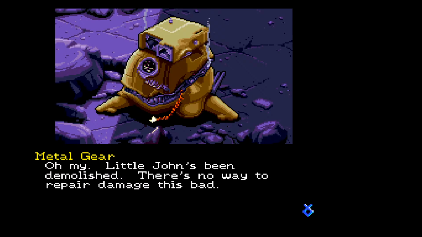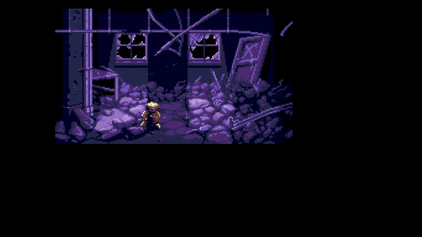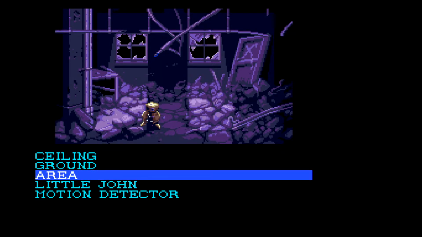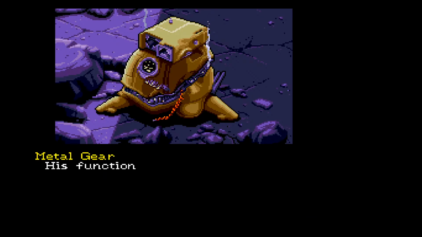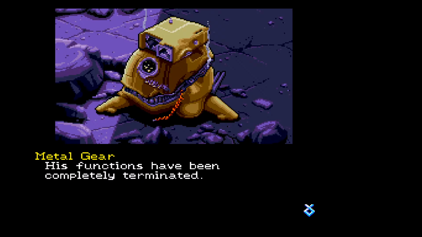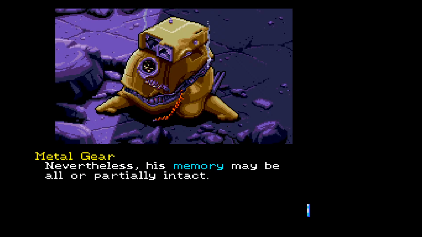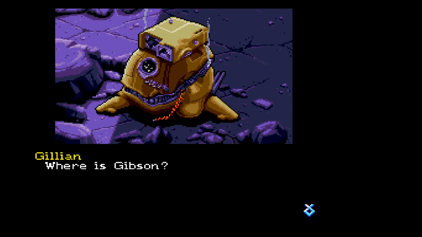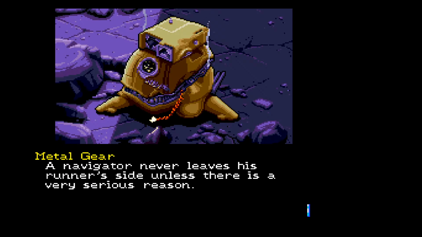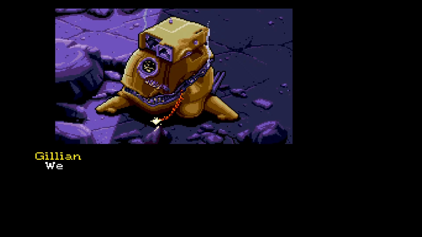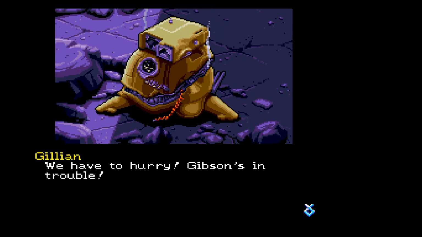Oh my! Little John's been demolished. There's no way to repair the damage this bad. This charring indicates he was hit by fire from a laser cannon. Nearly all of his circuits are burned completely through. His functions have been completely terminated. Nevertheless, his memory may be all or partially intact. Where is Gibson? A navigator never leaves his runner's side unless there is a very serious reason. We have to hurry. Gibson's in trouble!